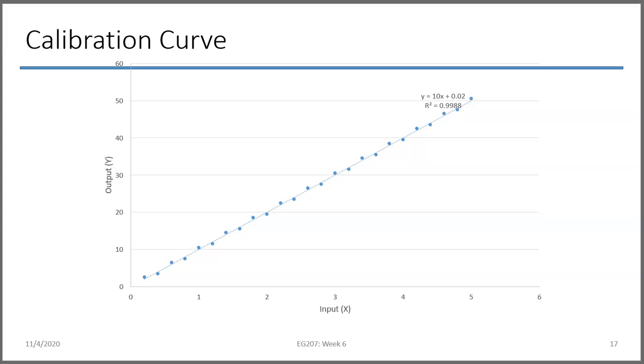We can also have calibration curves that come out quite linear. So here we get 10x plus 0.02. We see the R squared value very high in this instance, I should say it's very close to 1, which means that we don't have any deviation from the calibration curve. And so since that R squared value is very, very high, it tells us that on average our data points lie very close to our calibration curve.